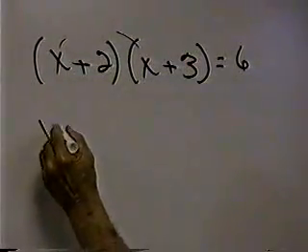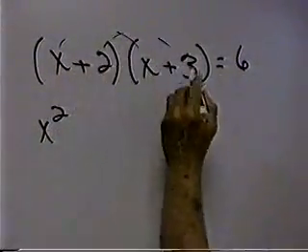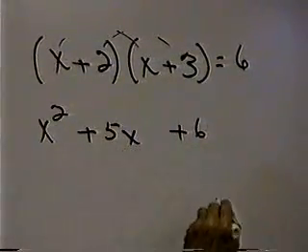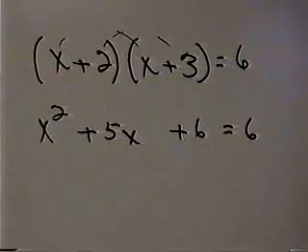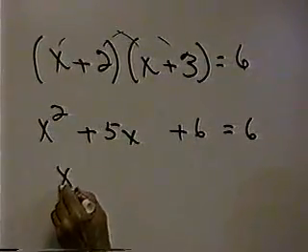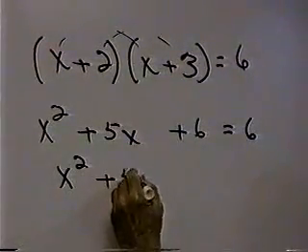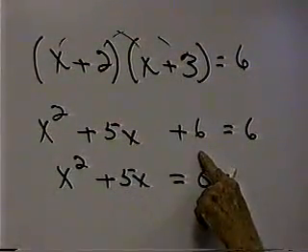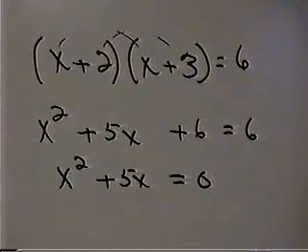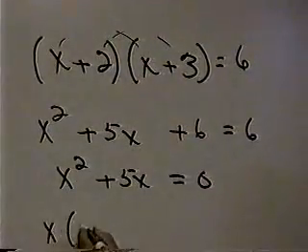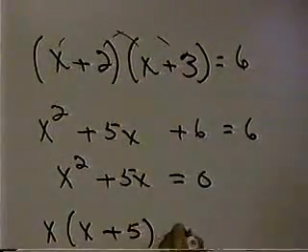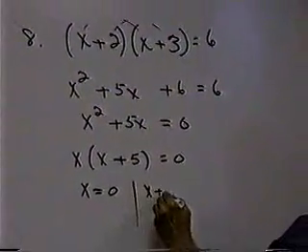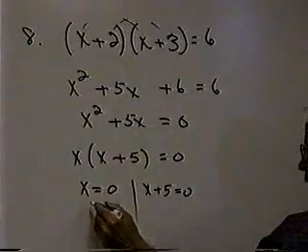So using the FOIL method, we get x squared plus 6. Inside is plus 5x. And that's equal to 6. Now moving everything to one side, that subtracts out. So we have it set equal to 0. Factor, set each factor equal to 0. Solve for x.